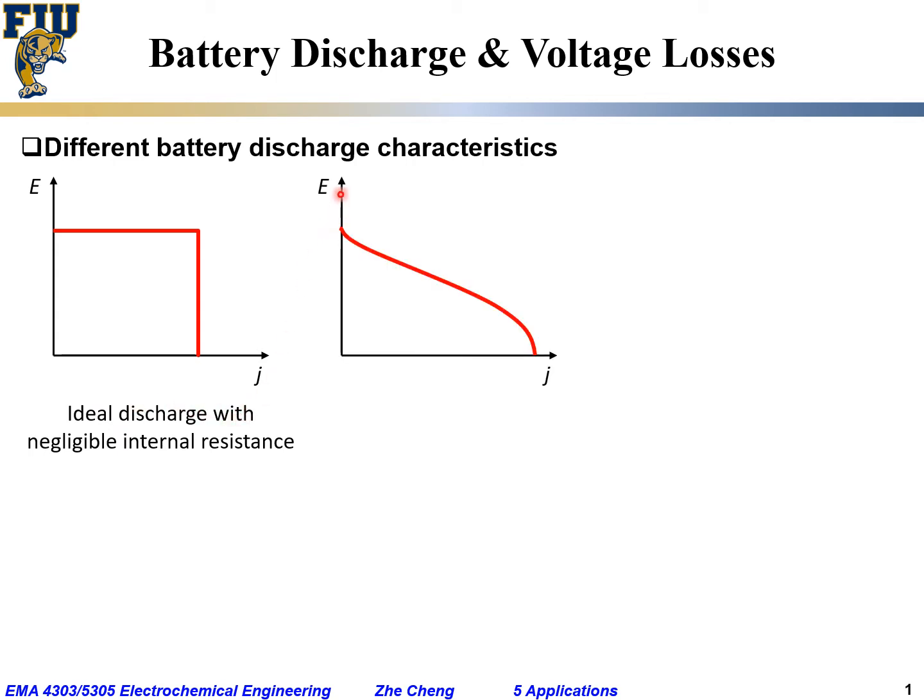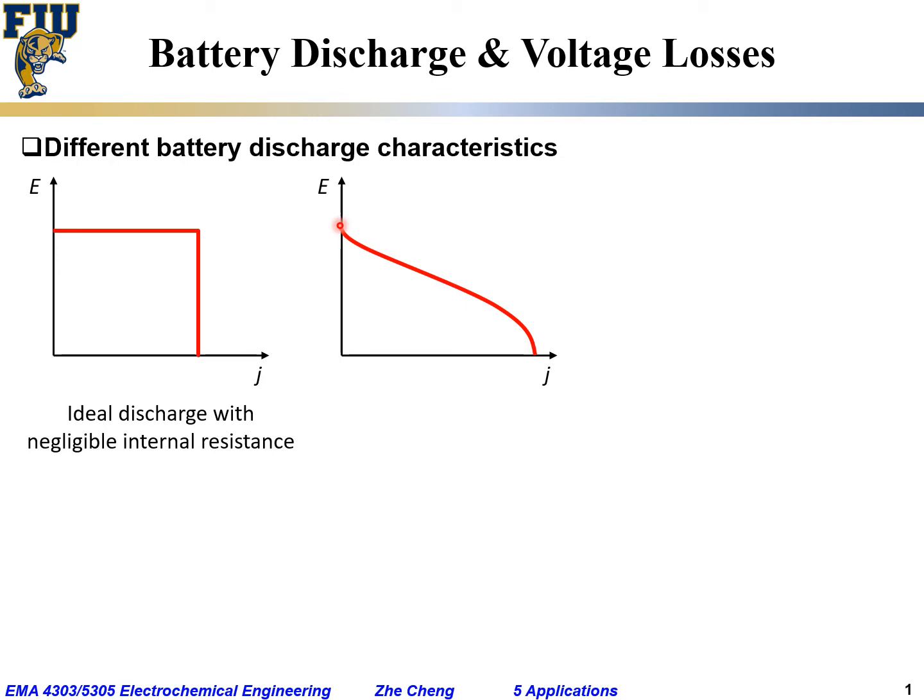In reality, we may come across voltage current density characteristics something like this. The vertical axis is voltage, the horizontal axis is current density. And when the current density is zero, the cell voltage is the highest, the open circuit voltage. And if there's no internal shorting, it will just be the equilibrium potential.